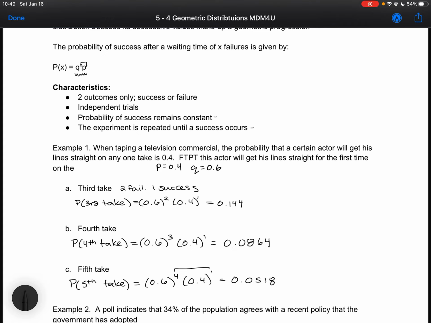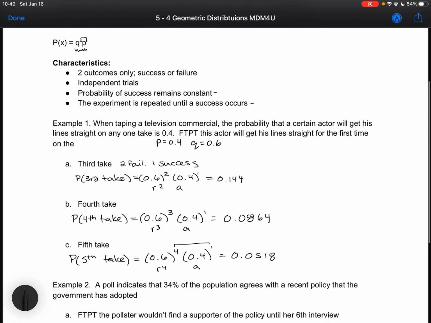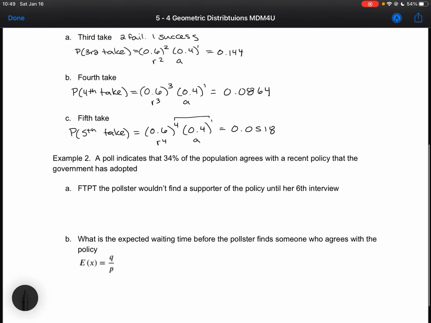And if you notice, these 3 values look like the beginning of a geometric series. So I have a r squared, a r cubed, and then a r to the 4th. So that looks like the beginning of a geometric series there. Let's do one more example.